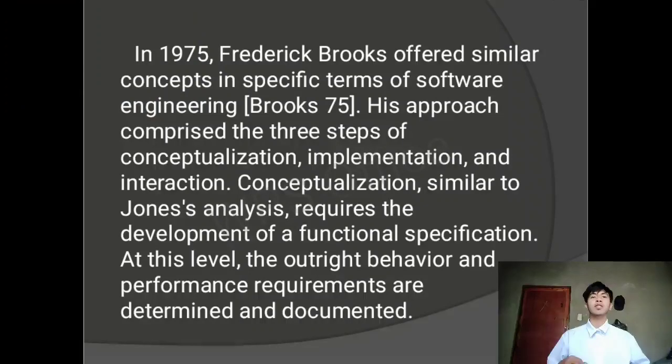Then, in 1975, Frederick Brooks offered similar concepts in specific terms of software engineering. His approach comprised the three steps of conceptualization, implementation, and interaction. Conceptualization, similar to Jones' analysis, requires the development of a functional specification. At this level, the outright behavior and performance requirements are determined and documented.